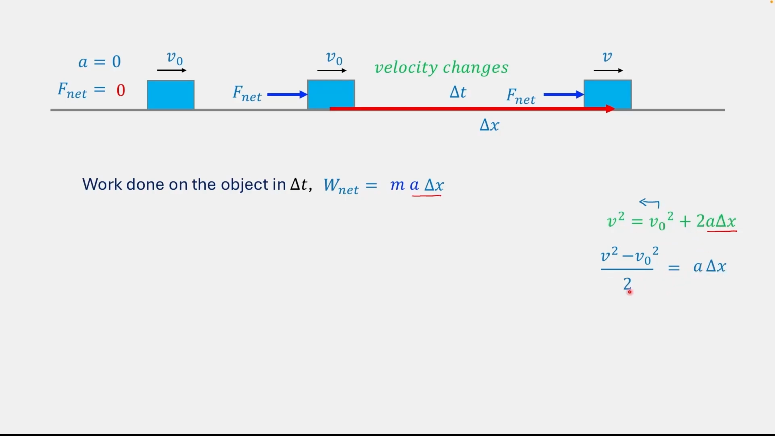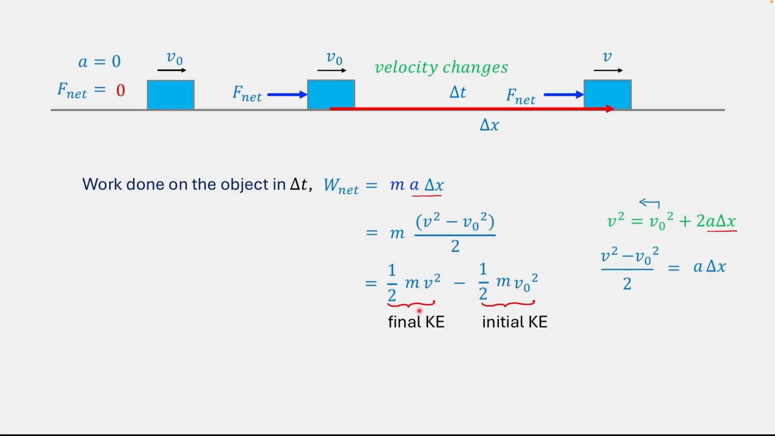Now substitute this for a delta x, which gives 1 over 2 m times v squared minus 1 over 2 m times v0 squared. This is the final kinetic energy of the object, and this is the initial kinetic energy of the object. Final kinetic energy minus the initial kinetic energy is the change in kinetic energy. So, the net work done on the object is the change in kinetic energy of the object. Thus, we derived the work-energy theorem.